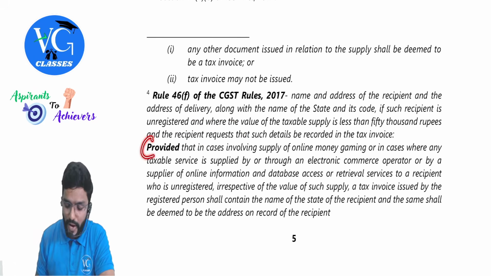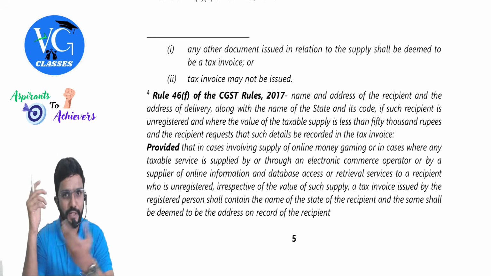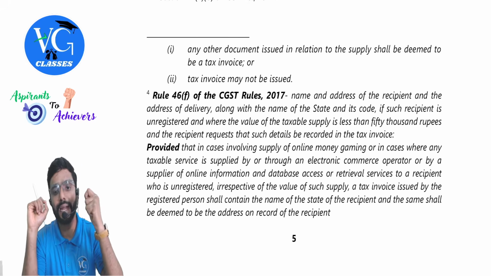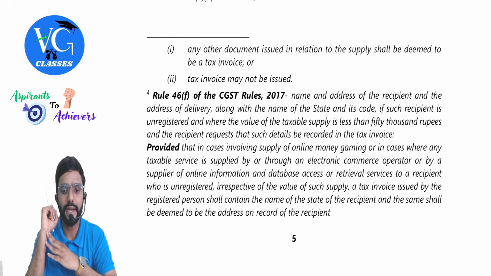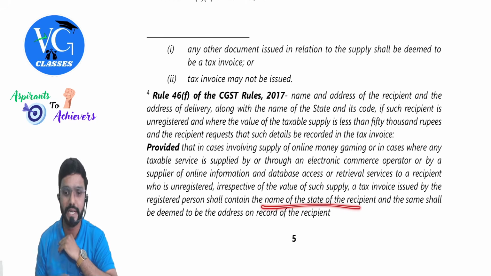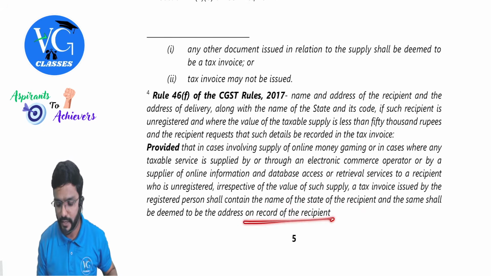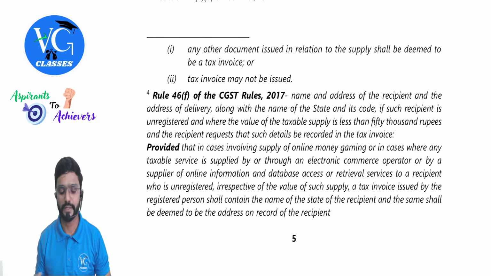Okay, but provided that in cases involving supply of online money gaming, that is OMG, or in cases where any taxable service is supplied by or through an electronic commerce operator or by a supplier of online information and database access or retrieval services to the recipient who is unregistered, irrespective of the value of such supply, a tax invoice issued by a registered person shall contain the name of the state of the recipient, and the same shall be deemed to be the address on record of the recipient, and that would be considered as what, guys? Place of supply. Got it? Yes, sir.